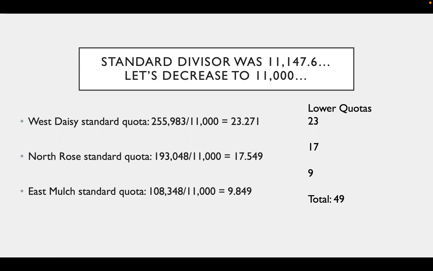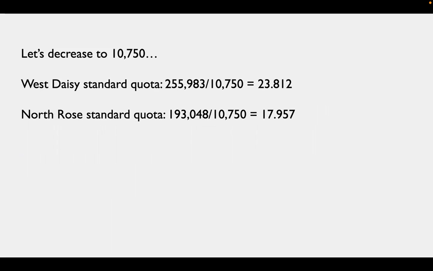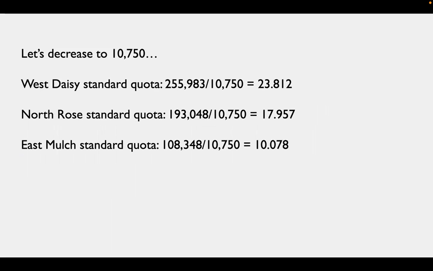Still too low. So I need to decrease the divisor again. So let's decrease to 10,750, right? I don't want to go too much because that could change things. So if I change the divisor, I do it again. Population divided by my new modified divisor of 10,750. West Daisy is now 23.812. North Rose is 17.957, and East Mulch is now 10.078. So my lower quotas are 23, 17, and 10, which totals to 50.